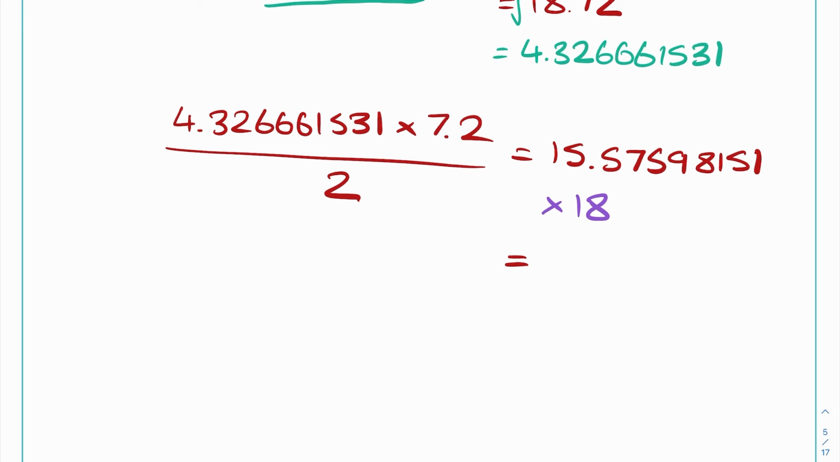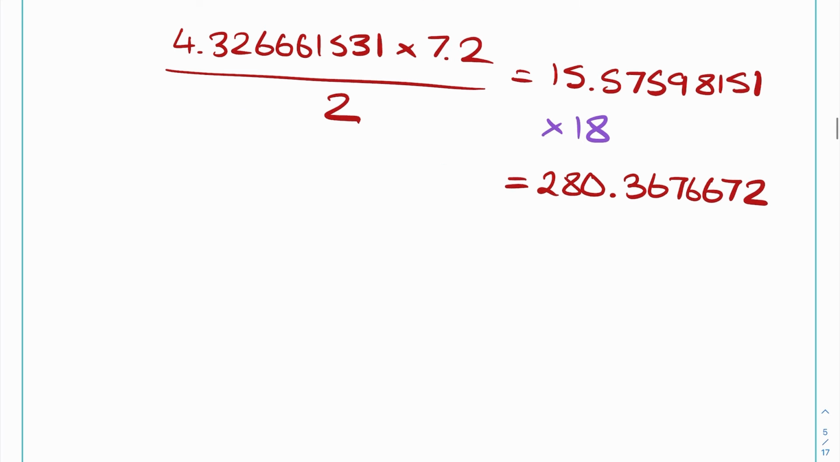triangular prism. I've already got that on my calculator, so I'm just going to press times 18, and there we go. I get 280.3676672. So there we go, there is the volume of the prism. So we just need to make sure we get this now to 3 significant figures.